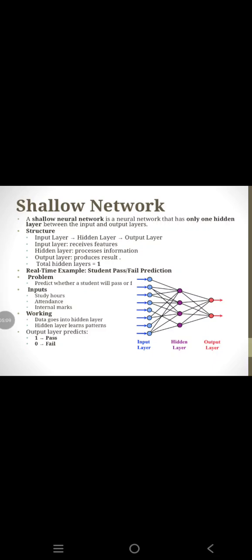Next one is shallow network. A shallow network has only one hidden layer, that is input, one hidden layer and output. For example, let's see a real-time example here: a student pass/fail prediction. It predicts whether a student will pass or fail. Based on study hours, attendance and internal marks, data goes into the hidden layer. The hidden layer learns the patterns and predicts the output as either 1 or 0, that is pass or fail.